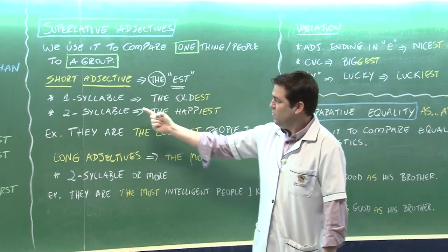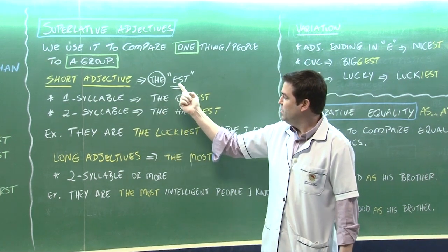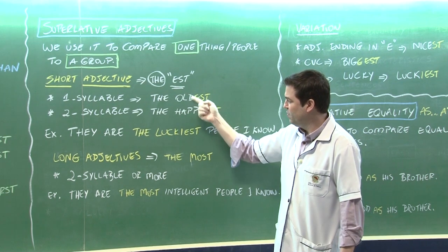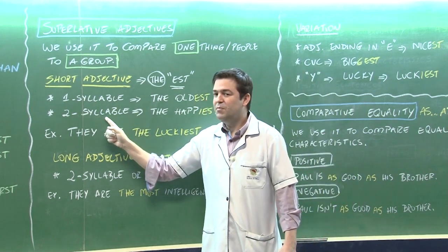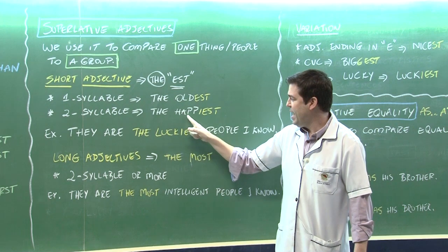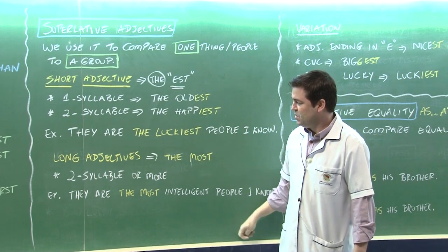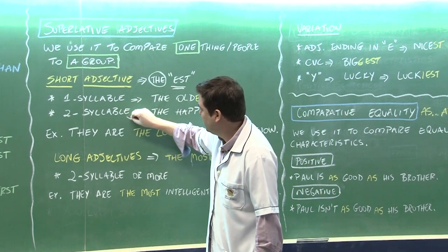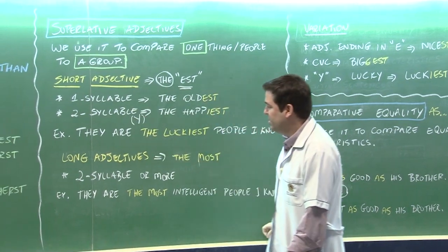It's very similar. One syllable, to know that I'm going to use EST, the old, for example, the oldest, with EST. Two syllables, the word happy, the happiest. So two syllables with Y, remember, yes, always with the Y here, right?